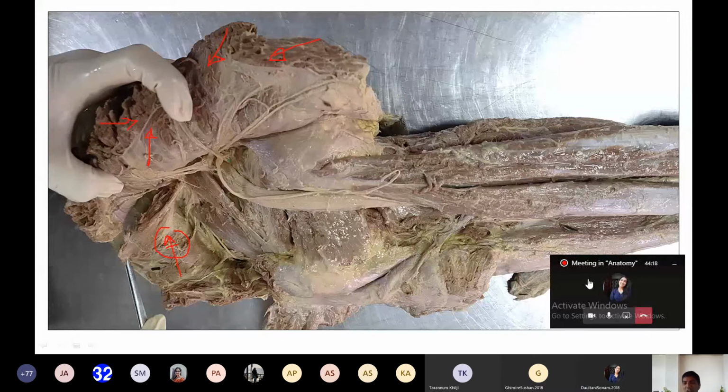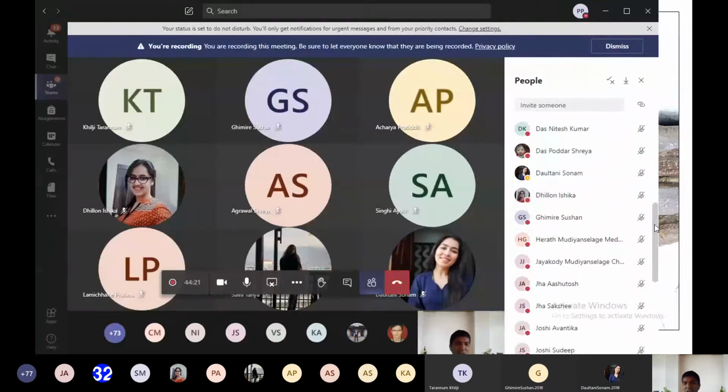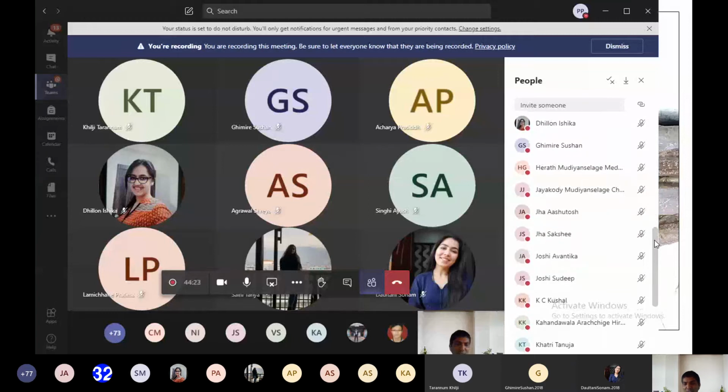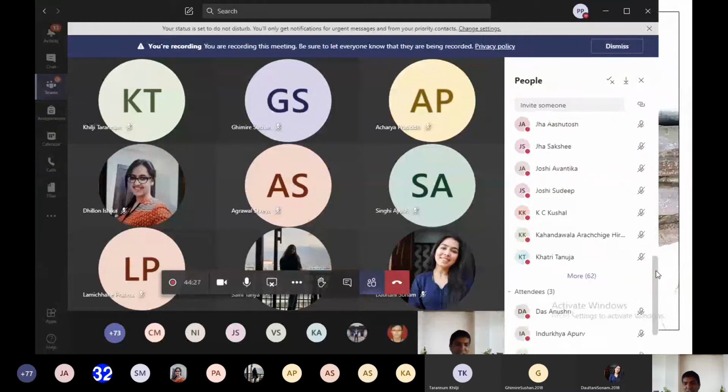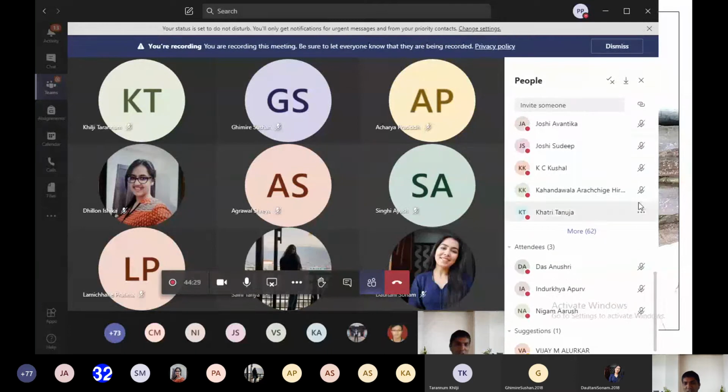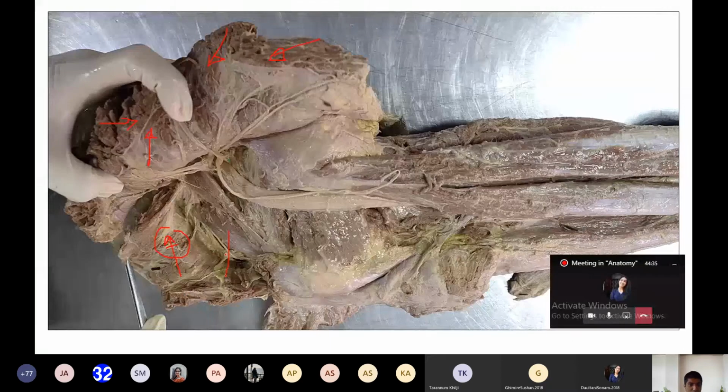Okay, now coming to the next structure, it will be identified by a different person. Tanuja Khatri, are you there? Yes, sir. Can you identify this structure? Gluteus minimus. Yes, very good. So this one is the gluteus minimus. Similarly, for the other muscles here also, you have to read nerve supply, action, and attachments also.